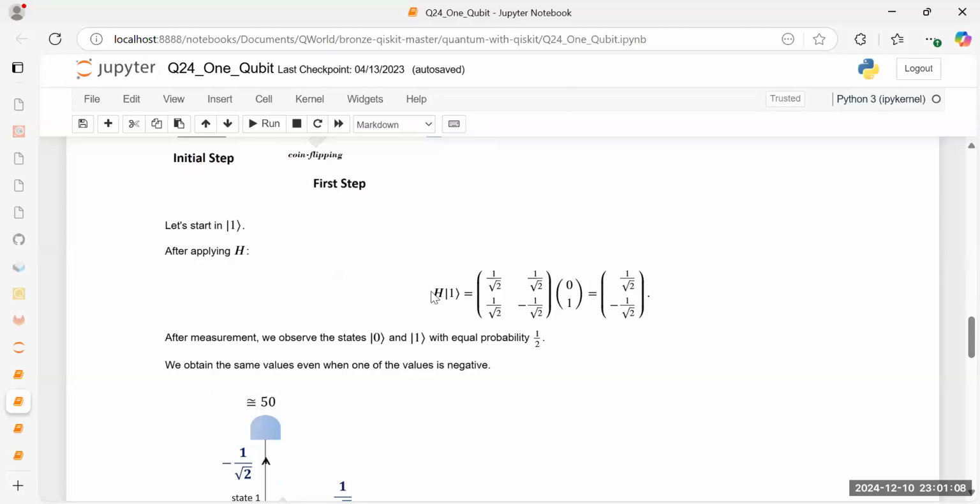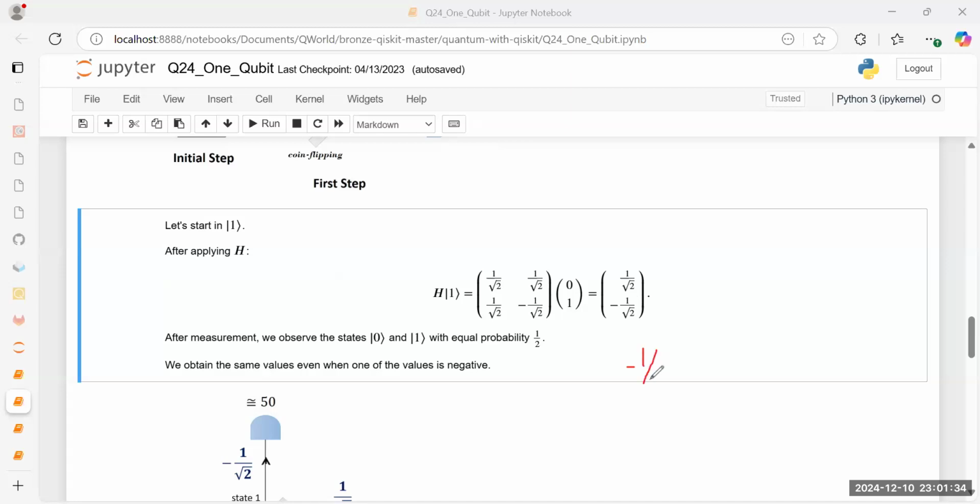So if we are to multiply the Hadamard operator with the one state, this is what we get. The entries here aren't the actual probability values because they won't sum up to 1. But to get the actual probabilities, we need to square these values. If we square this, we'll get 1/2, which is the probability that it lands on head. And also for the lower entry, if we square minus 1/2, we get the actual probability that it will land on tail.